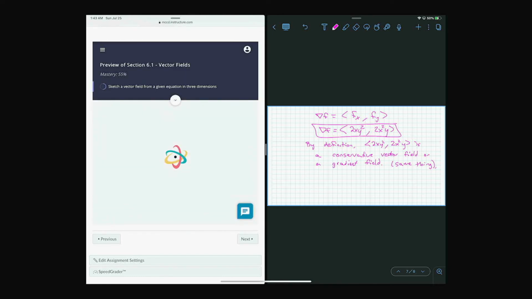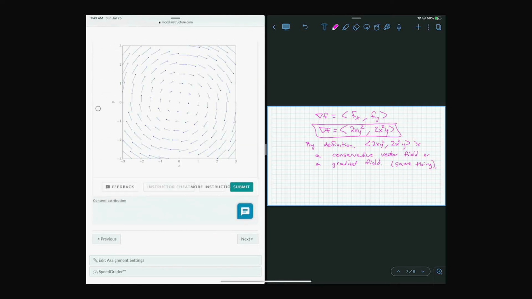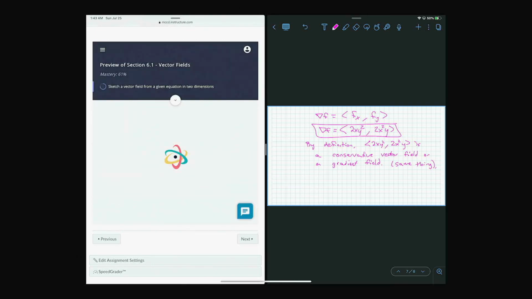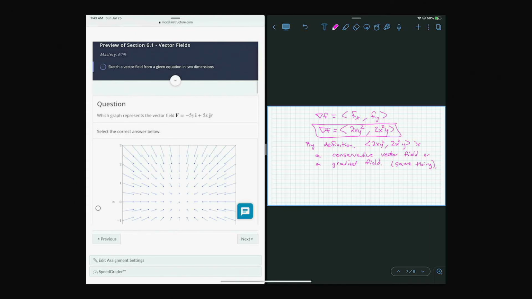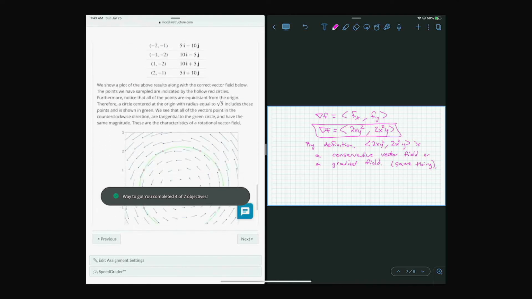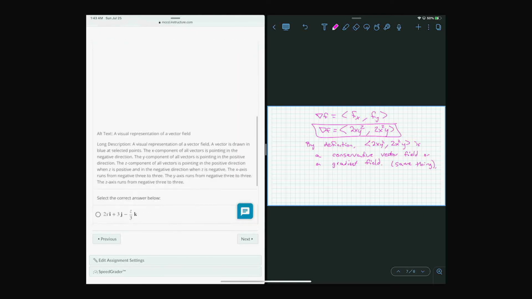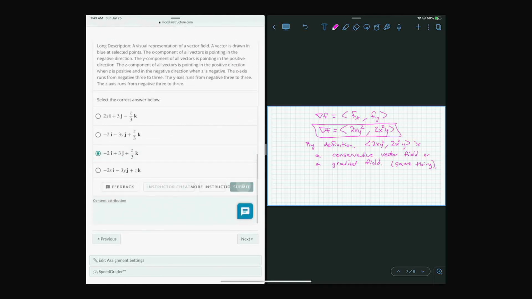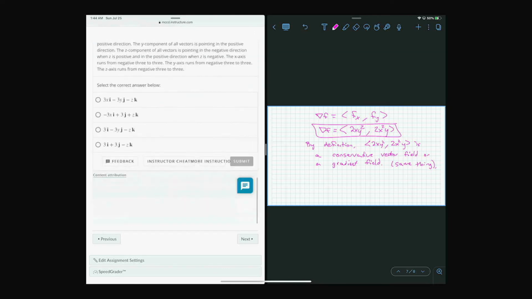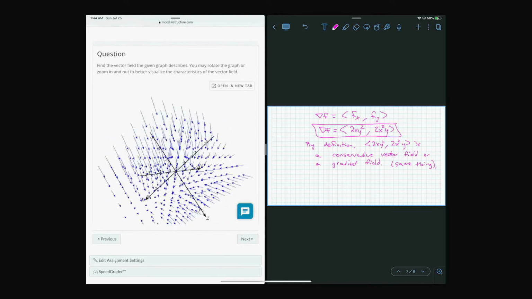Get past this. Let's see what they do. Oh, another match the graph. Easy peasy. Four of seven objectives. Does it feel like I did four objectives? I mean, I know I skipped past them. Man, there's a lot of those. They're not hard though, right?